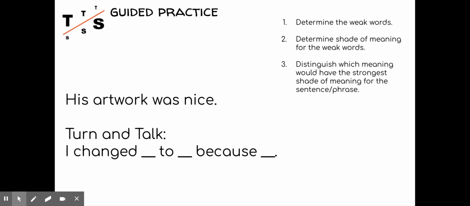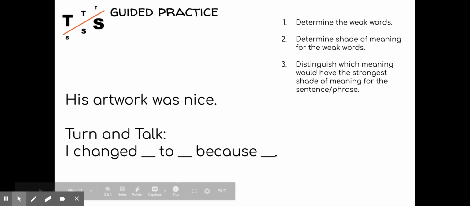I changed nice to amazing because it would explain his artwork more closely and describe how the person was feeling when he saw the artwork. Maybe you could change nice to his artwork was very practical or very explicit or very detailed. Something that would give a little more description to what his artwork looked like would make it a stronger word.